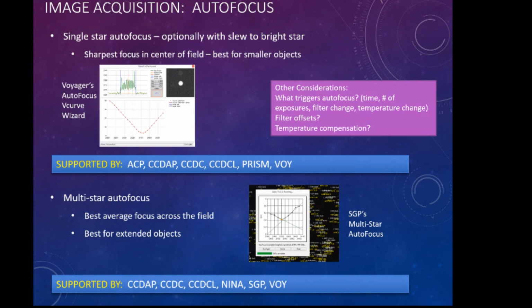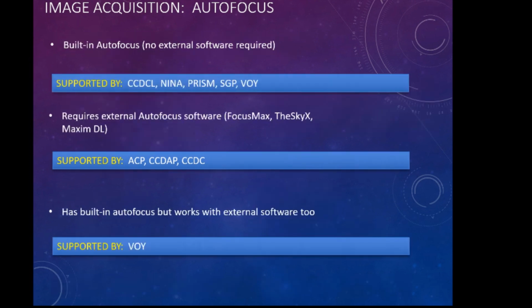Filter offsets are a little controversial, where you determine, my red filter and my green filter are always 50 focuser steps apart. So, I'll just move when I change from red to green, I'll just move 50 steps. Some people don't like that. They'd rather just run the autofocus. Similarly for temperature compensation, which says my focus, as it cools or heats up, my focus changes by a set amount, and I'm just going to automatically move the focuser to compensate. But again, that's tricky and doesn't always work. Just to cut to the bottom line there.